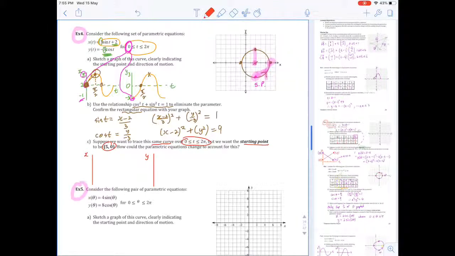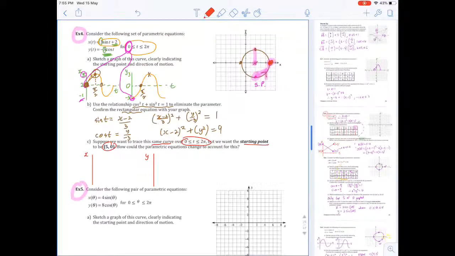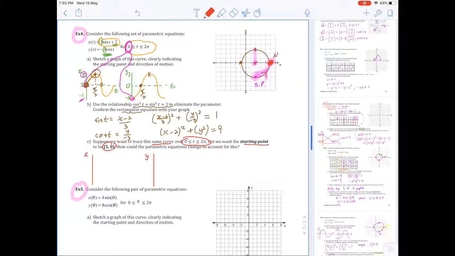The difference now is we want our point here on the graph. This is going to be our new starting point. Okay, and so we want a new starting point of 5, 0, and we still want a counterclockwise direction.